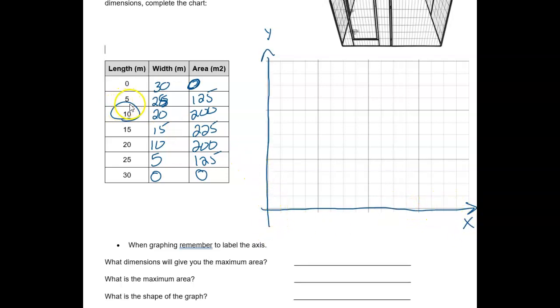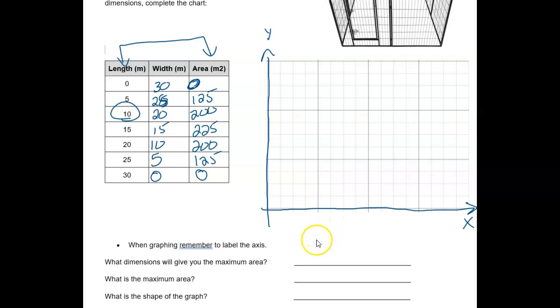So labeling, we have two variables here that we want to look at: length and area. So we want to see the effect of length on the area. Length is going to affect area. As you see here, as you change the length, the area changed. So length affected the area. We can get a whole conversation about independent and dependent variables, but we'll leave that for class.